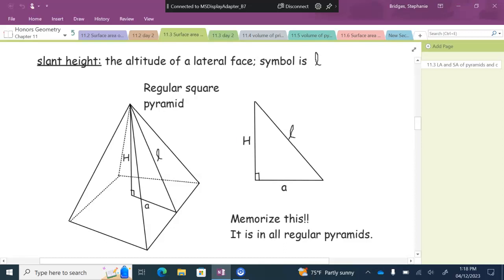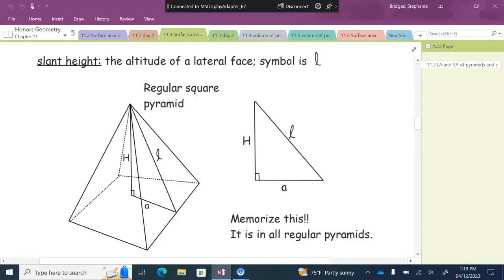The slant height comes from the vertex and goes down perpendicular on one of your lateral faces. It is not inside of my pyramid, it is on the edge, and it is a slant height. It says memorize this little triangle. It is in all of our regular pyramids.